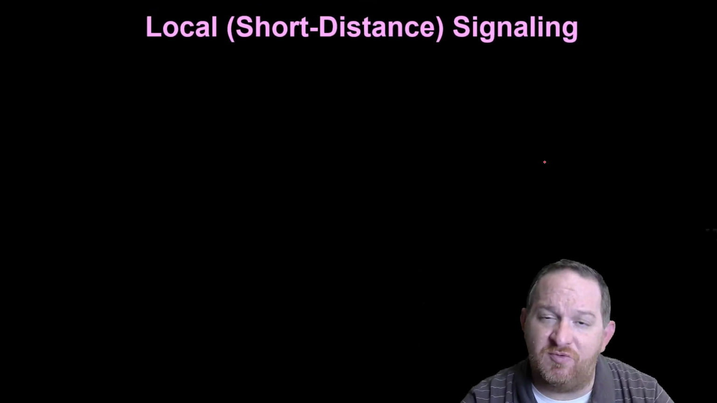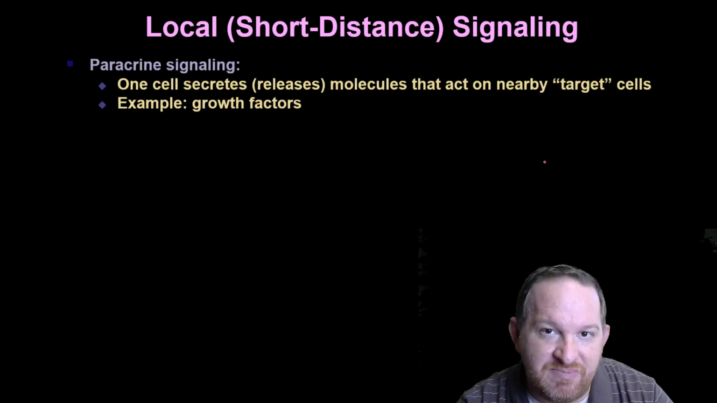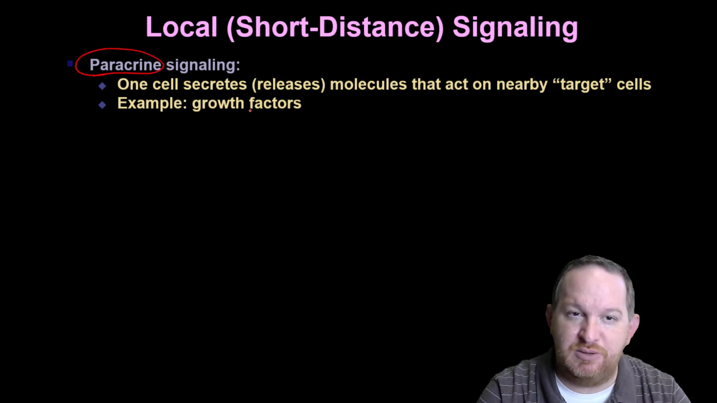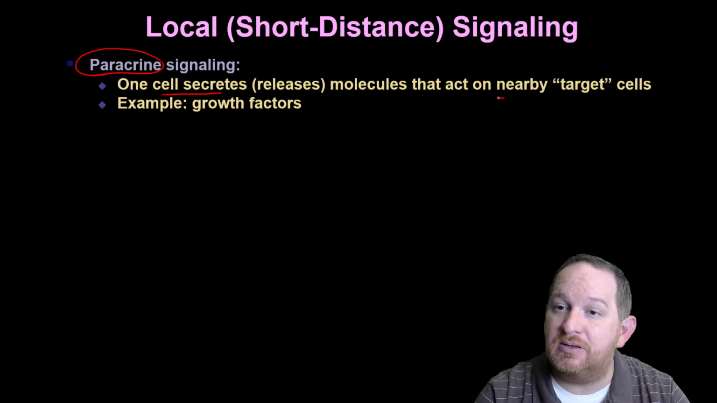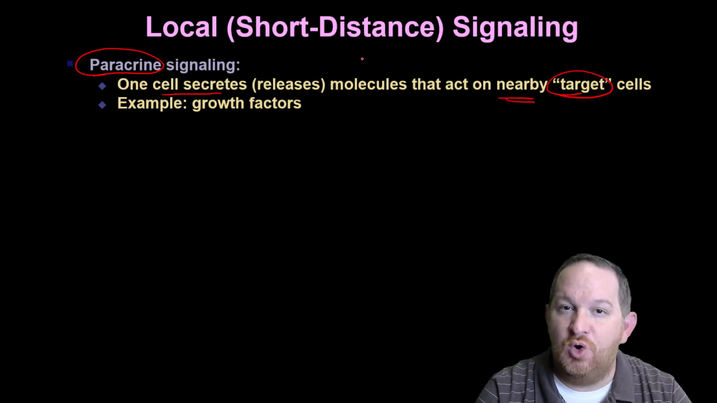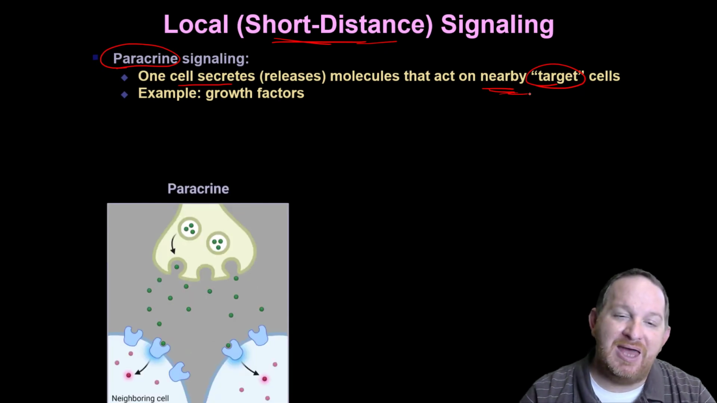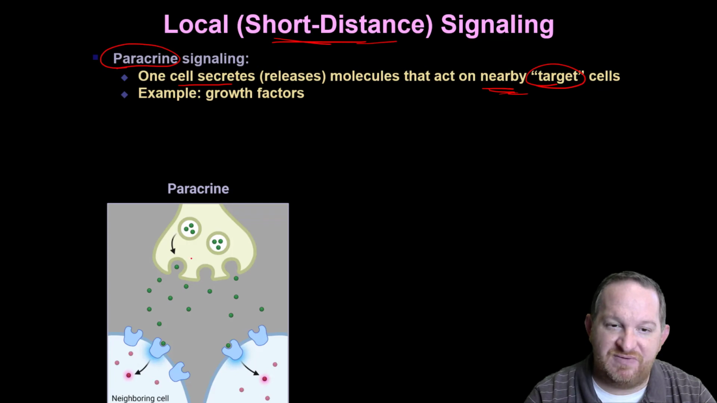If we go into a little more depth for short distance signaling, we've got a few different types I want to go over. Paracrine signaling is when one cell secretes molecules that act on nearby target cells. Remember, we're still short distance here, so they need to be nearby. Prime example is a growth factor. And here is sort of a diagram you can see of paracrine signaling. So we've got one cell here that's releasing. They're going to act on a neighboring cell, right?